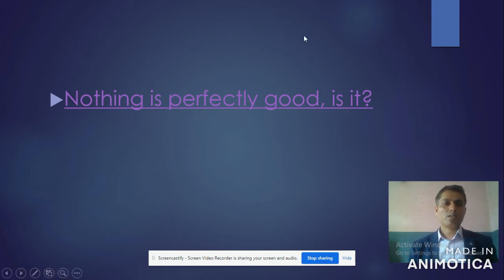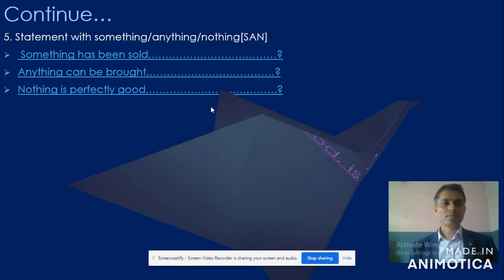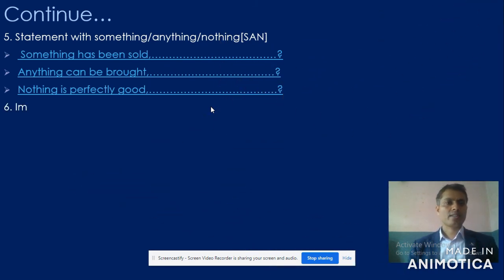Now look at the next one, under the category number 6: imperative statements. How can we supply the question tag if the sentence is imperative? Imperative sentences are the sentences which are actually used for giving instruction, giving orders, or sometimes making a request, right?